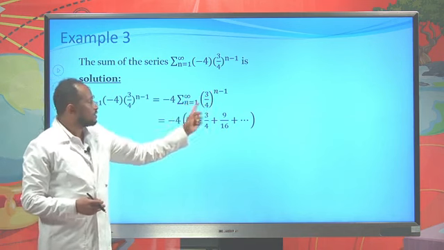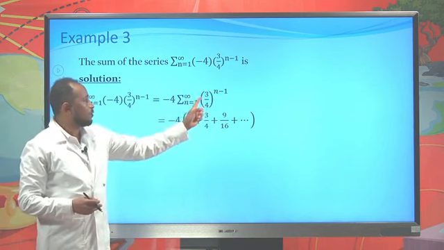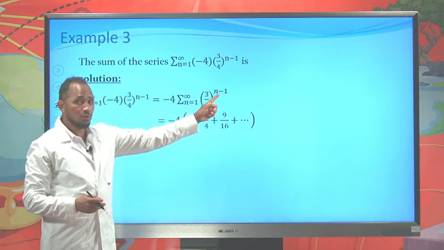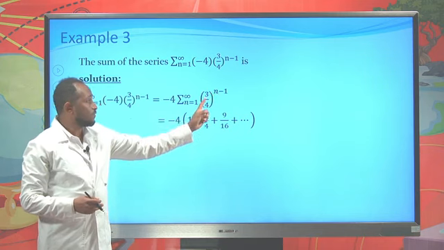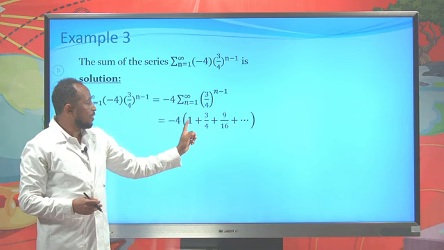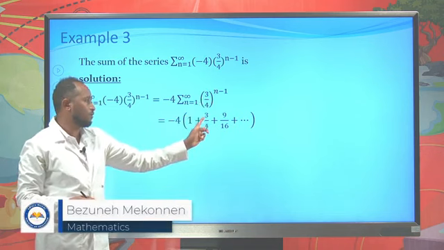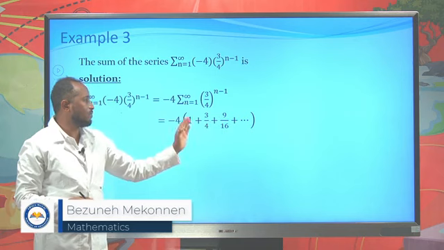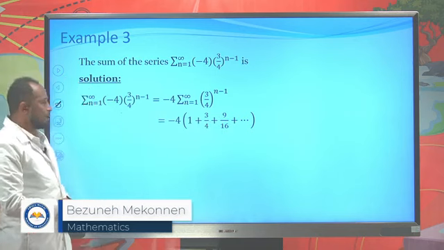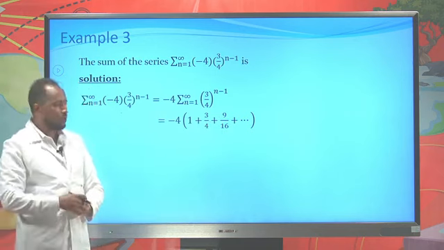So this -4 is factored out. To expand this sum, the first term, when you put 1 here, 1 minus 1 is 0, and (3/4)^0 is 1. Then for n equals 2, 2 minus 1 is 1, and (3/4)^1 is 3/4. It goes on like this: 1 plus 3/4 plus 9/16 plus, and so on.